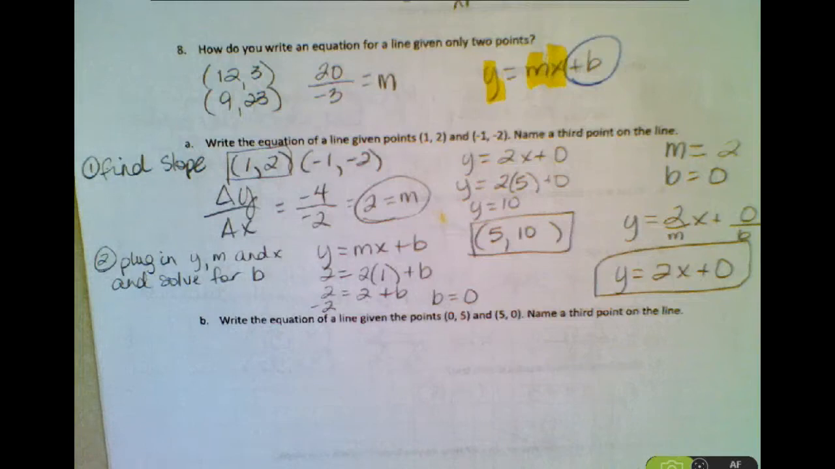And you could pick as many points as you wanted on that line. Just pick a value for x, plug it in, and figure out what its y partner is. That's it. Not so bad, right?